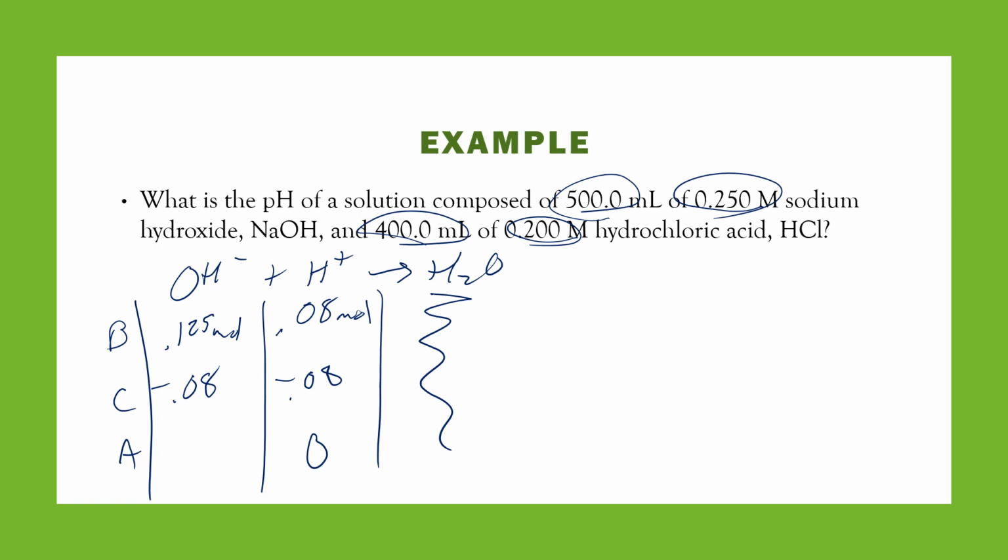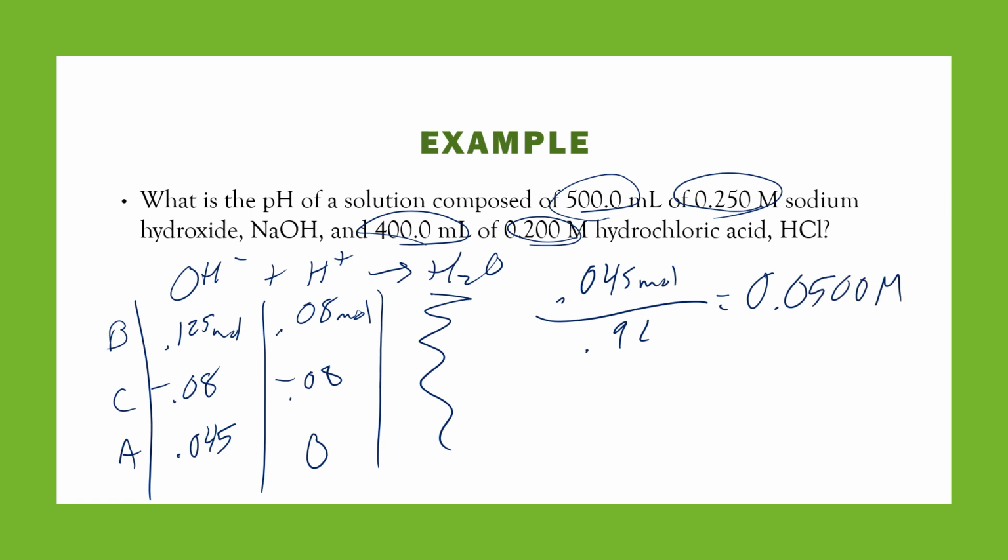And let me subtract to find the moles of base in excess. I have 0.045 moles of base in excess. So the 0.045 moles, I'm going to divide that by the total volume, which is 900 milliliters or 0.9 liters. And I get 0.05 molar hydroxide ions. And that's how much excess base I have. From there, I can just take the negative log of this to find the pOH, which is 1.301, and then subtract from 14 to find the pH, 12.699.